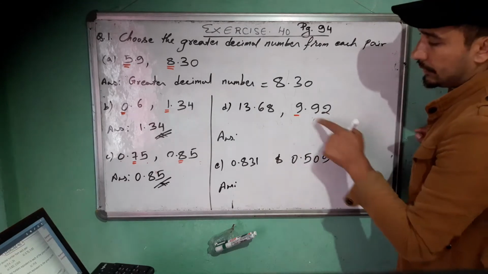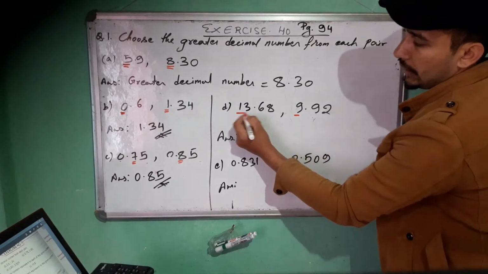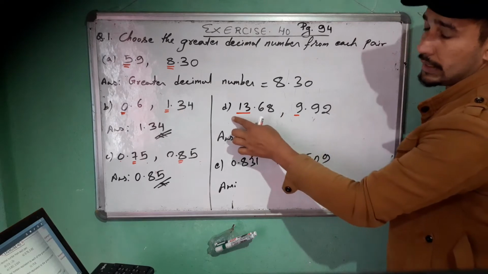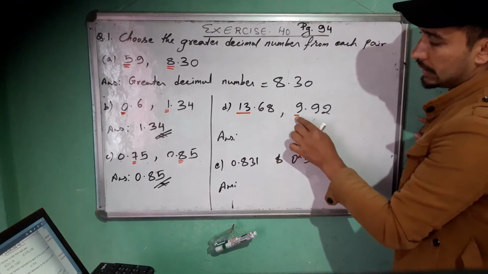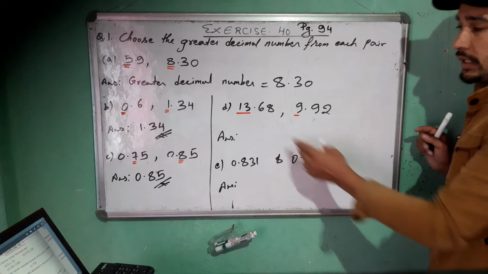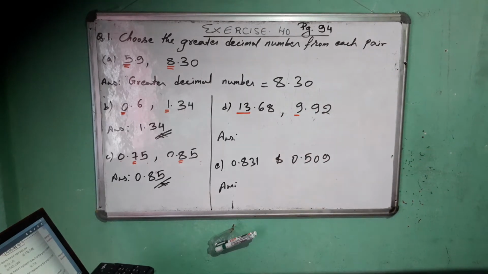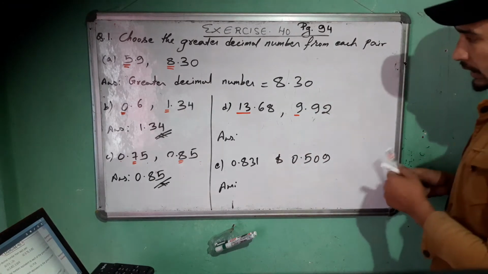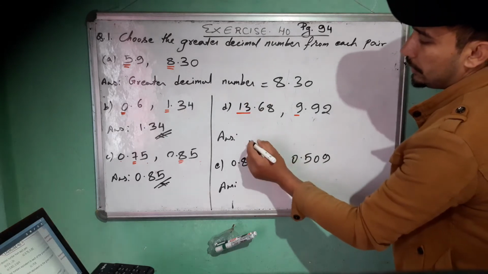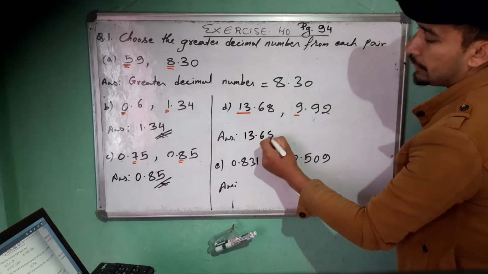This is 9. In the units place you have 9. Here you have 13, units and tens, 2 digits are there, 13. This side you have 9. Okay. So which is bigger? 13 is bigger or 9 is bigger? So obviously 13 is bigger. Okay. So your greater decimal number will be 13.68.